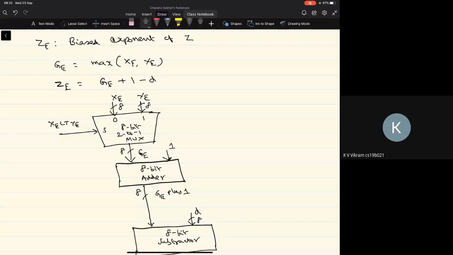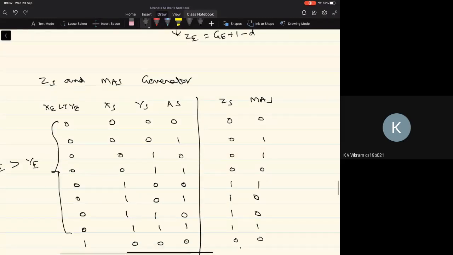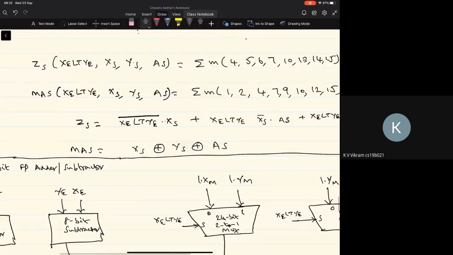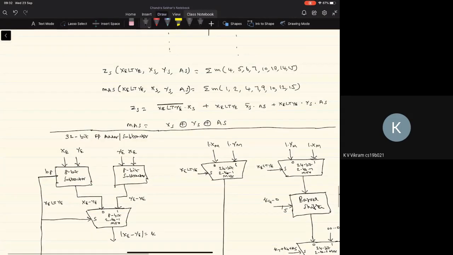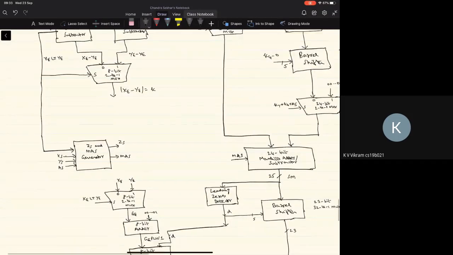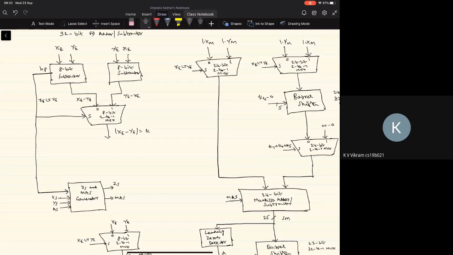Okay. Just to avoid the time taken for drawing the full diagram, I have already drawn it here. I hope it's still readable. I have the complete diagram here where everything is put together. So the first part is to determine the absolute difference between the exponents. The second part here on the right side is doing the mantissa alignment and getting the aligned mantissas. Then this small module here will generate the ZS and the MAS signals.